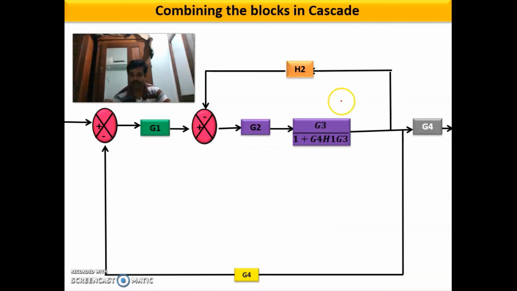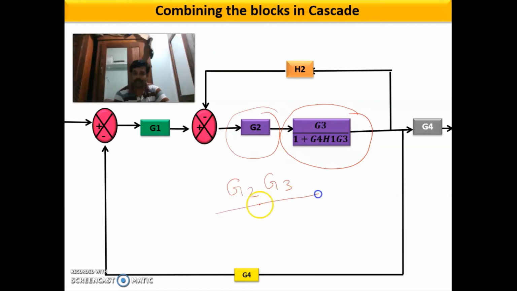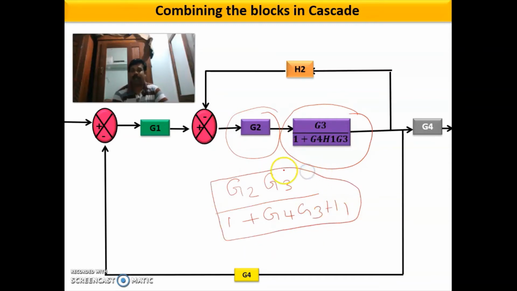So now we have replaced that block with a single block whose transfer function is G3 divided by 1 plus G4 H1 G3. Now these two blocks are in cascade. So its equivalent is nothing but G2 G3 divided by 1 plus G4 G3 H1. So instead of these two blocks, you can replace it by one block having the transfer function G2 G3 divided by 1 plus G3 G4 H1.